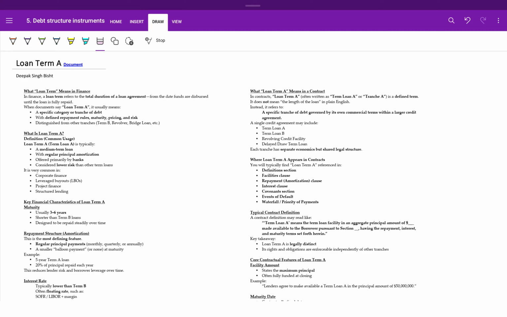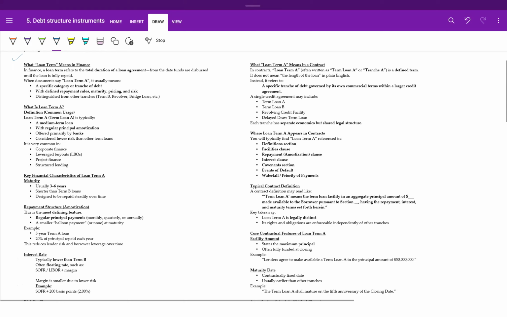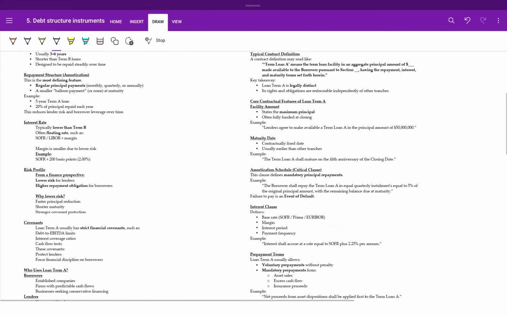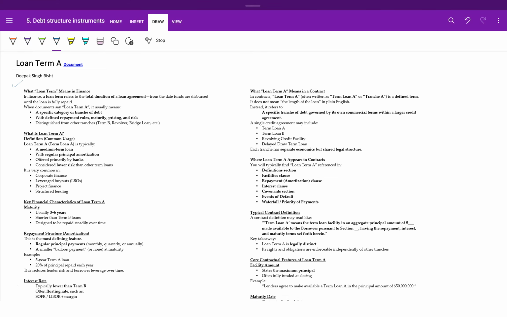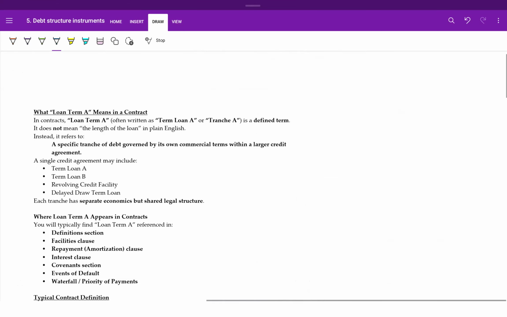In our previous episode, we discussed what a loan term means, the meaning of loan term, the key financial distinctions, characteristics of loan term A with loan term B, the meaning of covenants, who uses loan term A, and the pros and cons of loan term A from a borrower's and a lender's perspective. Now, today we are going to start with another very important topic: the meaning of a loan term A in a contract.